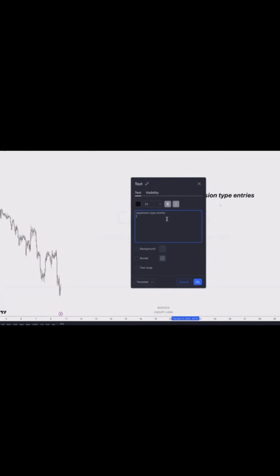Right? Then after it we have the fair value gap. After it we have order blocks. Okay, after this expansion type entries, we have any form of liquidity type entry. That's like this void and all those things.